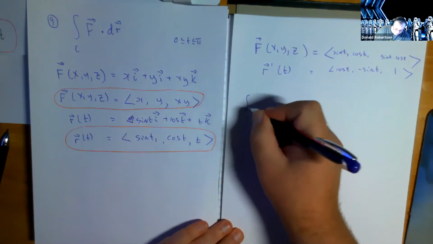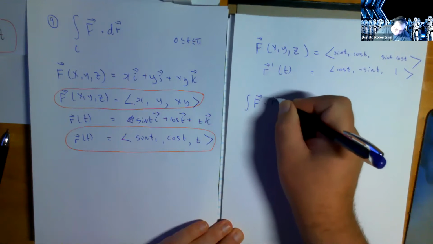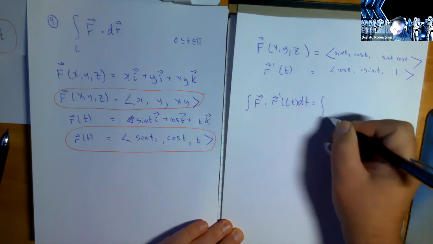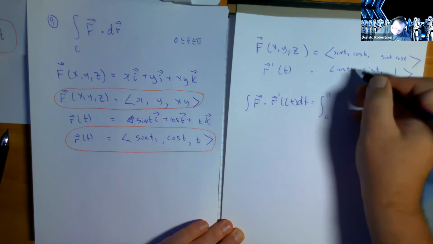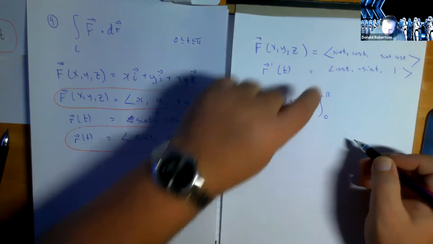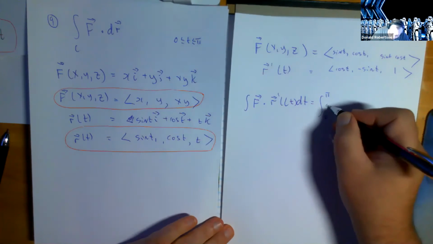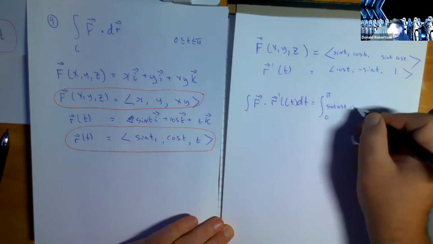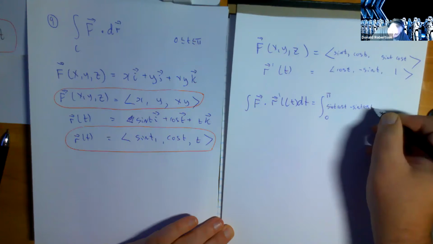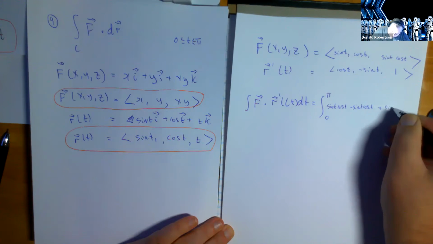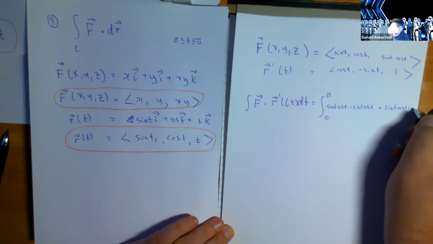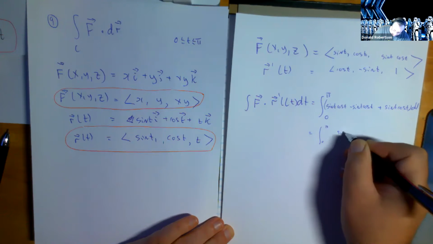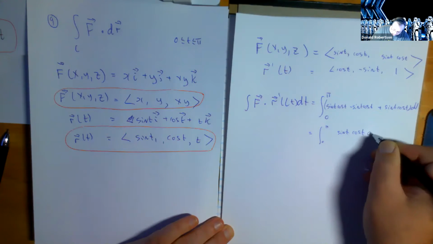And so when you do the integral in this format, it now becomes the integral from 0 to pi of the dot product of these two. So this times this gets me sine t cosine t. This times this gets me negative sine t cosine t. And this times this gets me plus sine t cosine t dt. These two cancel out, and I am now looking at that.